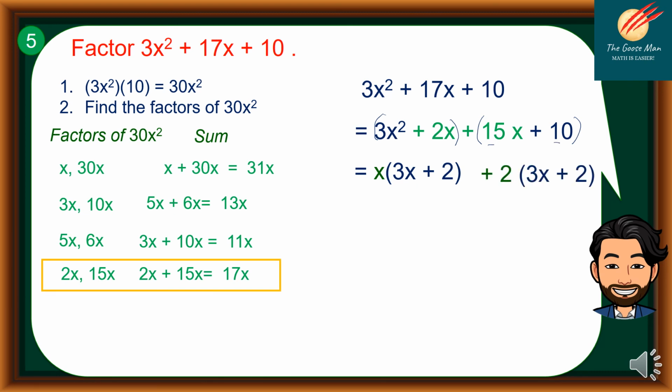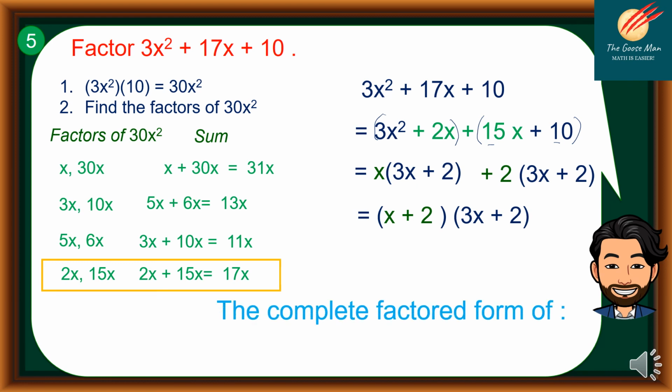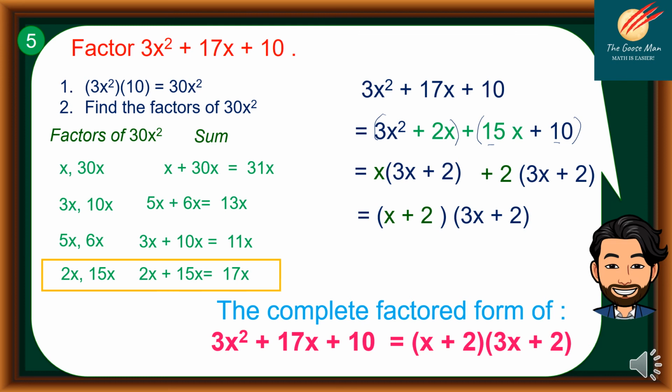So I have now 3x plus 2. Now, I can rewrite x plus 5 as one of the factors, then copy the common factor of 3x plus 2, applying factoring by grouping. So I have x plus 5 times 3x plus 2. Therefore, the complete factored form of 3x squared plus 17x plus 10 is equal to x plus 5 times 3x plus 2. So that ends our discussion on factoring general trinomials.